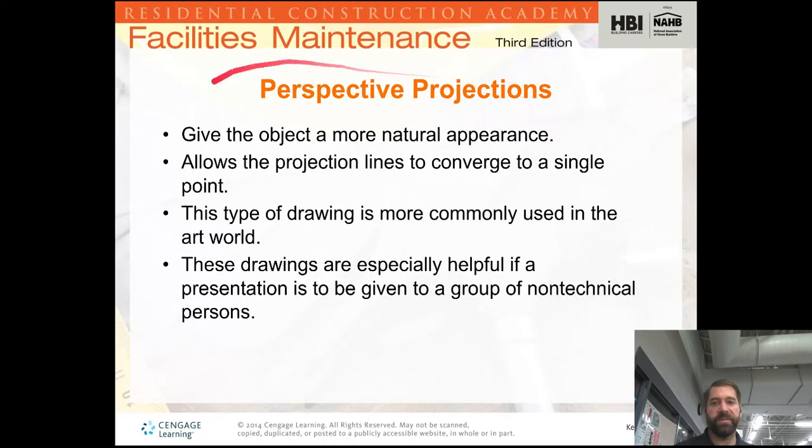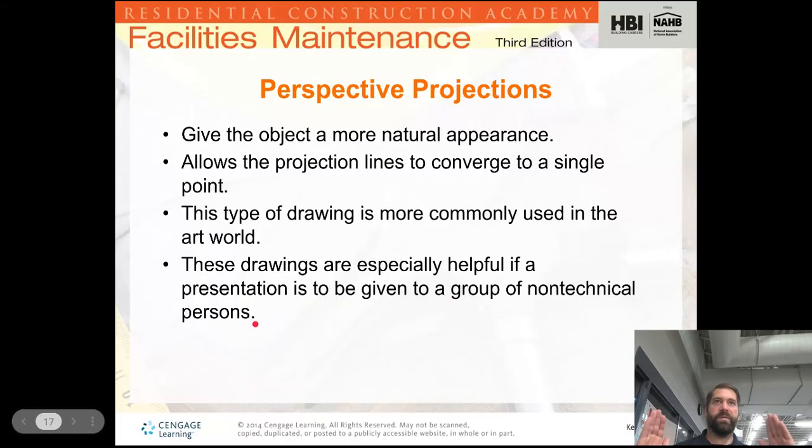Perspective projections give the object a more natural appearance. It allows the projection lines to converge to a single point. So we're not going to have to worry about this. This is like when you see it and it fades into the distance. This type of drawing is more commonly used in the art world. These drawings are especially helpful if a presentation is to be given to a group of non-technical persons.